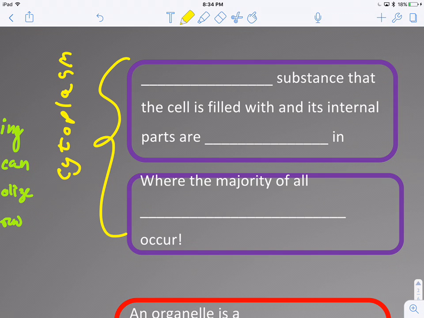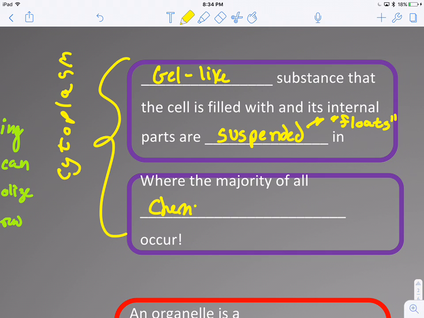And remember, that's a gel-like substance, right? Kind of like Jello, that the internal parts of the cell are suspended in. And if you guys remember, the word suspended means floats. Okay? And it's where the majority of all chemical reactions occur. So the cytoplasm is very important. All of those enzymatic reactions that we had just talked about, whether they were exergonic or endergonic, they're occurring in the cytoplasm of the cell where lots of these materials are.